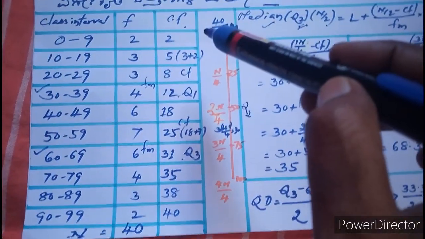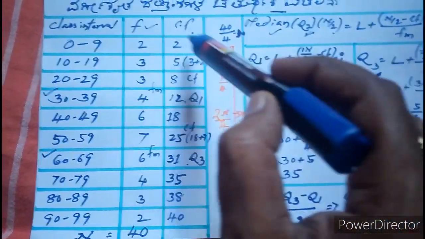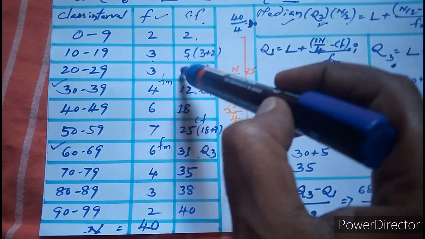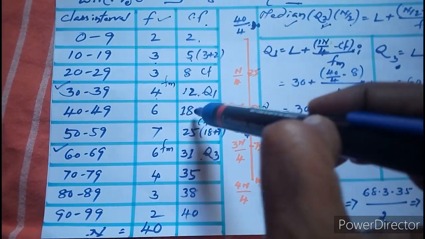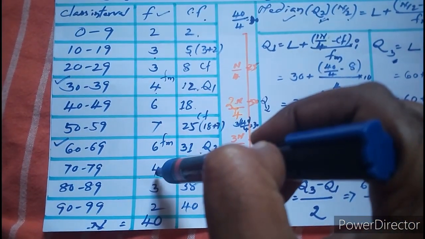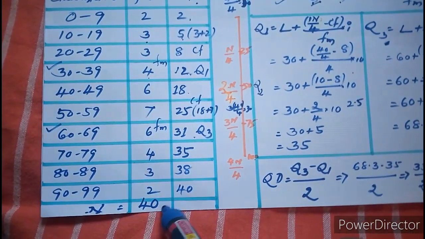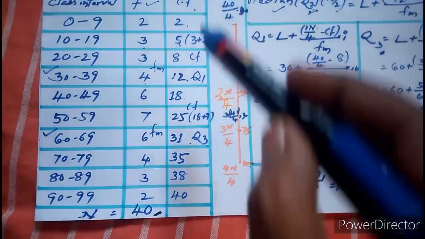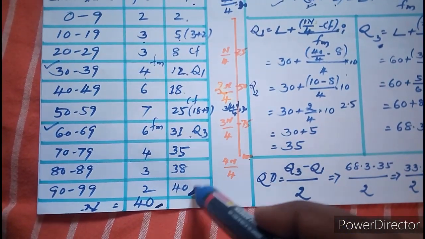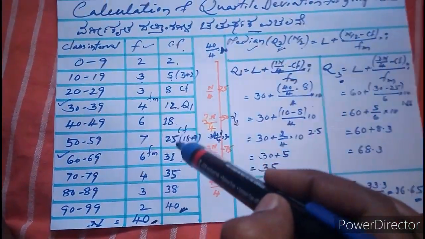While finding the median, we find Cf. You know how to find the Cf. We find the Cf from the frequency. You just write 2 as it is. You add this 2 to this 3, that is 5. 5 plus 3 is 8, 8 plus 4 is 12, 12 plus 6 is 18, 18 plus 7 is 25, 25 plus 6 is 31, 31 plus 4 is 35, 35 plus 3 is 38, 38 plus 2 is 40. See, n is 40. By adding all these frequencies, the last Cf is also 40. When this 40 is equal to n, then your finding of cumulative frequency is correct.